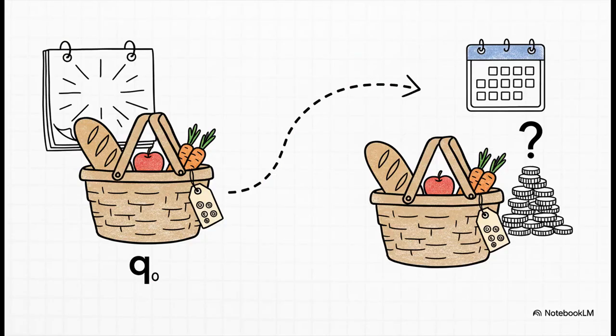Laspeyres' method is like taking your family's shopping basket from many years ago, the base year, and asking how much would that exact same old shopping basket cost with today's new prices. It uses old quantities, or Q0, as the weights. Now, because this method doesn't account for people switching to cheaper alternatives when prices rise, it can sometimes overstate the true cost of living increase.